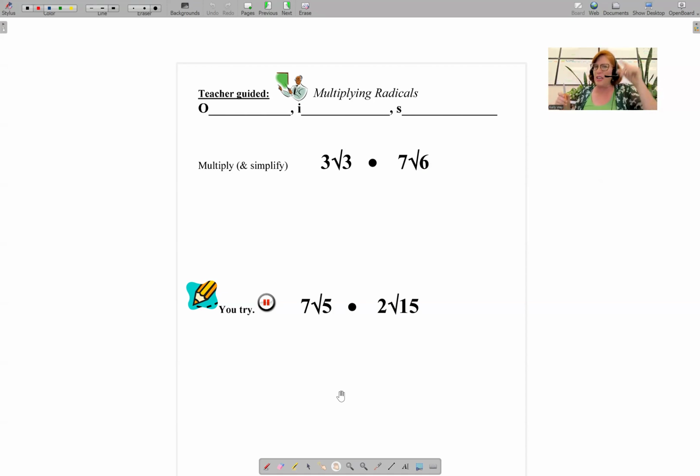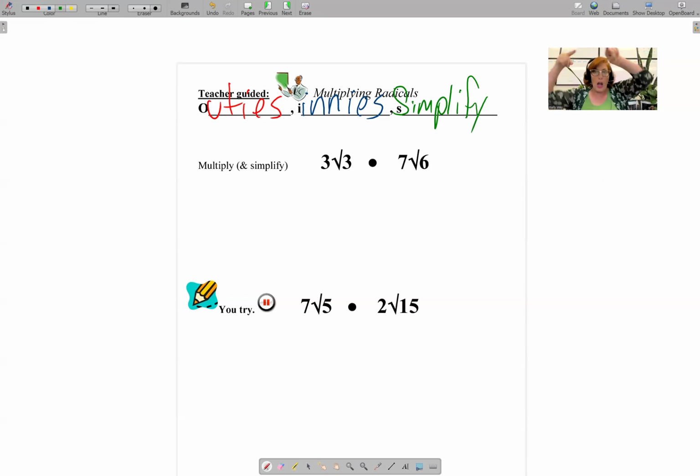Now, if you're a little shocked right now, get used to it. You're going to be doing a lot of singing, chanting, and rhythm in this class. It helps your brain understand. Outies. I'll explain what all this means in just a moment. Outies. This is obviously a slang term, not a technical term. Innies. And simplify.